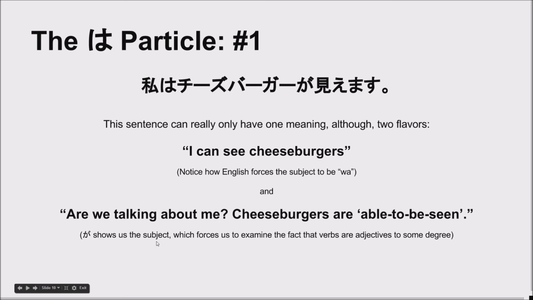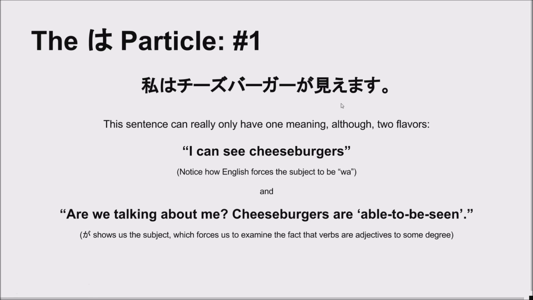Ga shows us the subject, which forces us to examine the fact that, A, wa is really the subject, but not really. But it is, but it's not. It also examines the fact that verbs are adjectives to some degree. Notice, in English we have to say cheeseburgers are able to be seen, or actually it should be cheeseburgers, quote unquote, are able to be seen. We have to examine the fact that this is almost an adjective in English.